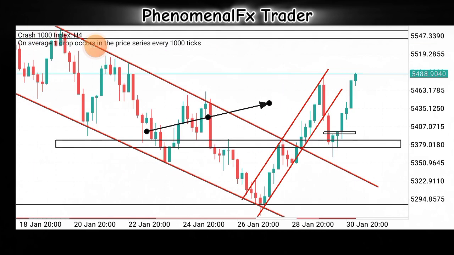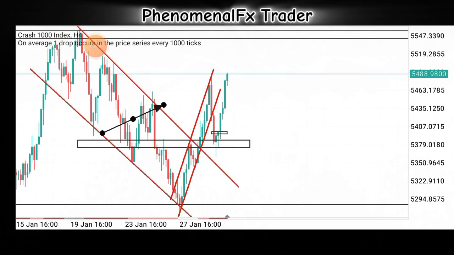All right, so you can see the nice buy. This is the 4 hourly time frame. Even if you can catch a move from here up to here, you'll be so profitable, guys. You'll be so profitable. So I took those trades and I made so much profit.